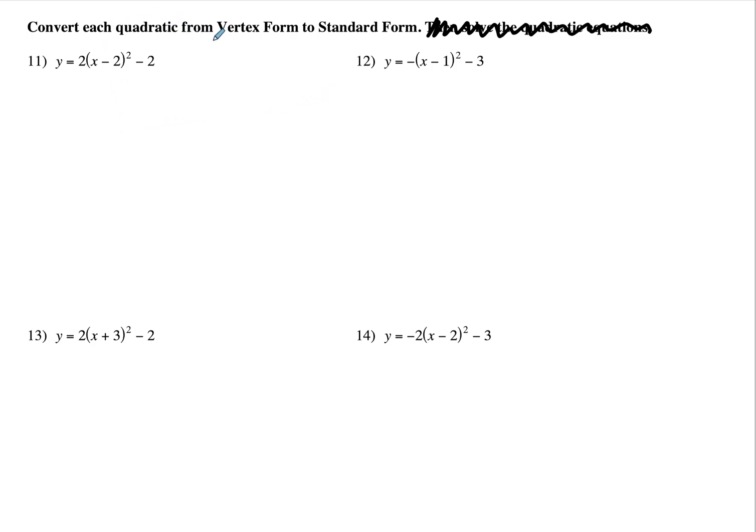So remember, my key here was, don't forget about PEMDAS. Parentheses, we're not going to really worry about that. So first we're going to do the square, then we're going to do the multiplication, then we're going to do any addition or subtraction.